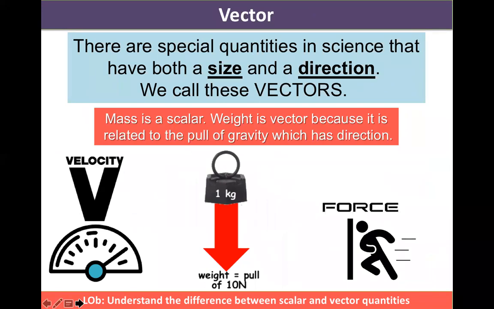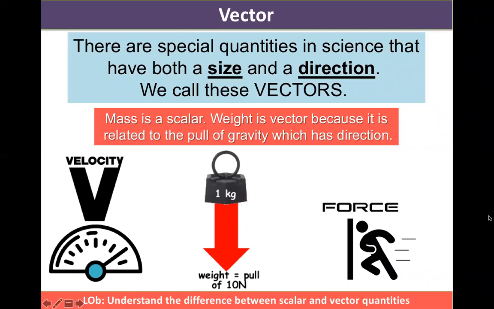Then there are some quantities that have both magnitude and direction, and they are called vectors. For example, mass is a scalar because it's just 20 kg, 30 kg, but weight is a vector. It has direction. Why? Because weight is related to the pull of gravity, and gravity is downwards. It has a direction. So weight is a vector. Please copy this down as well.